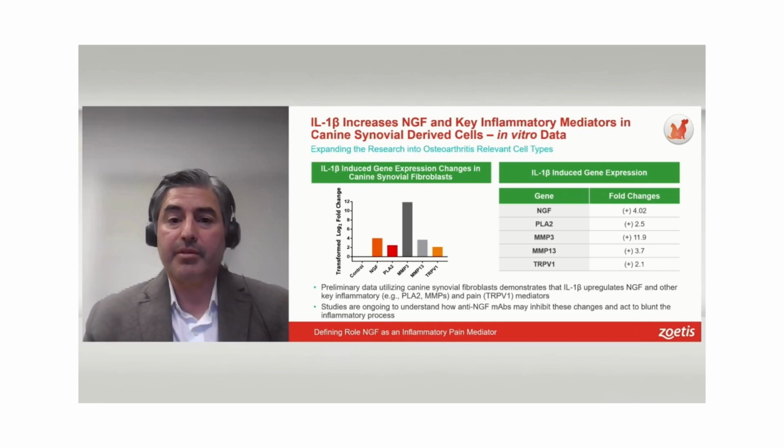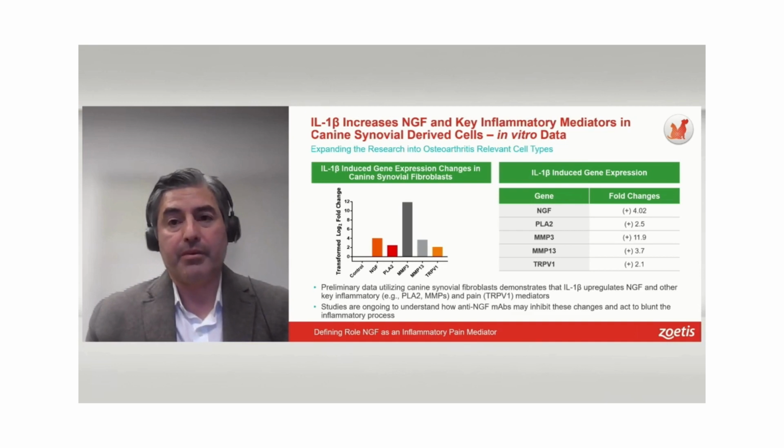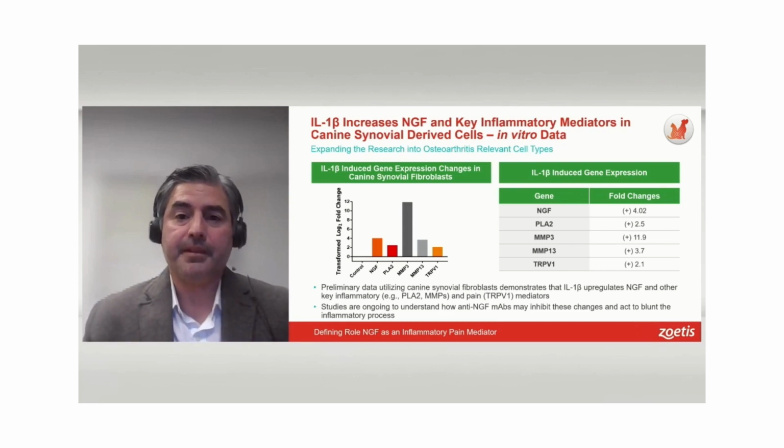The right-hand side of the table just shows the numbers that are associated with the graph. And again, you can see the increase in gene fold changes across those different types of genes that are involved in OA disease. What we're now going to do is understand whether the MABs can blunt these effects because we're not acting on IL-1 beta, we're acting on binding to NGF. So can we reduce some of these gene changes by applying our MABs? And that's some data that we're still working on in our labs as we speak. Next slide.